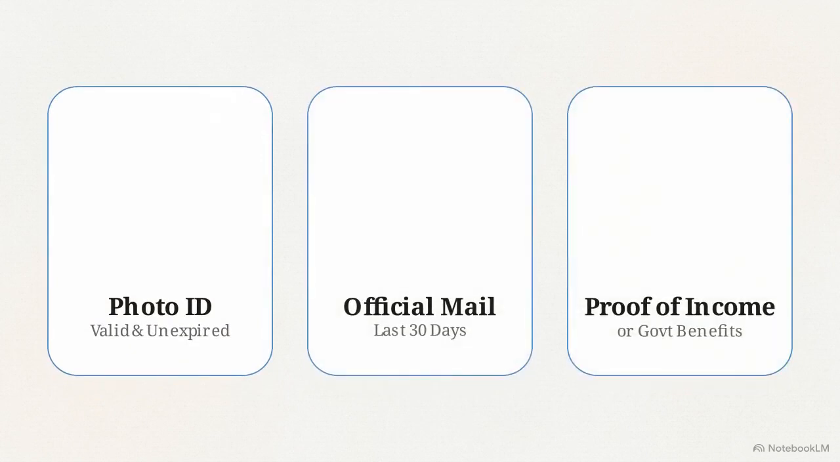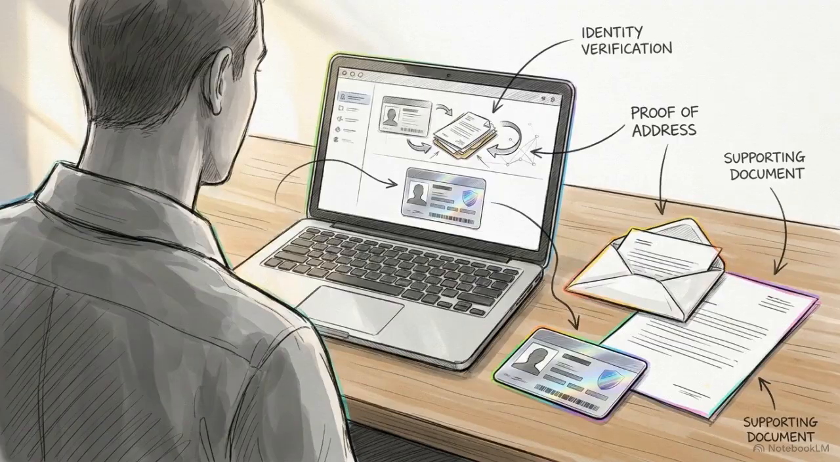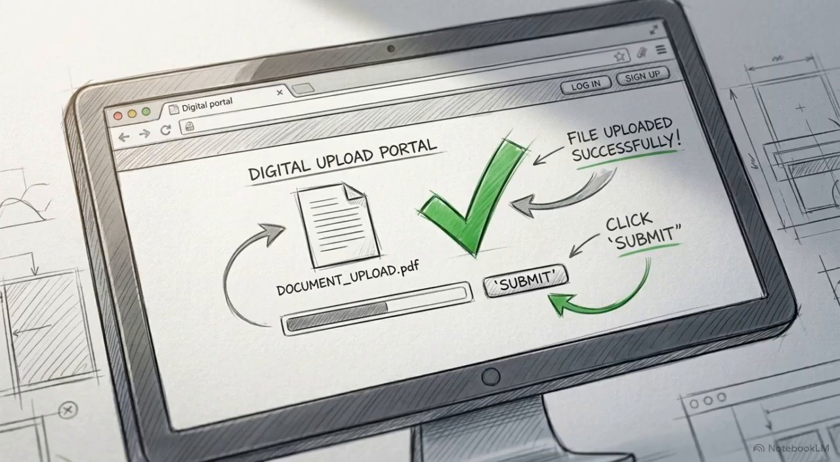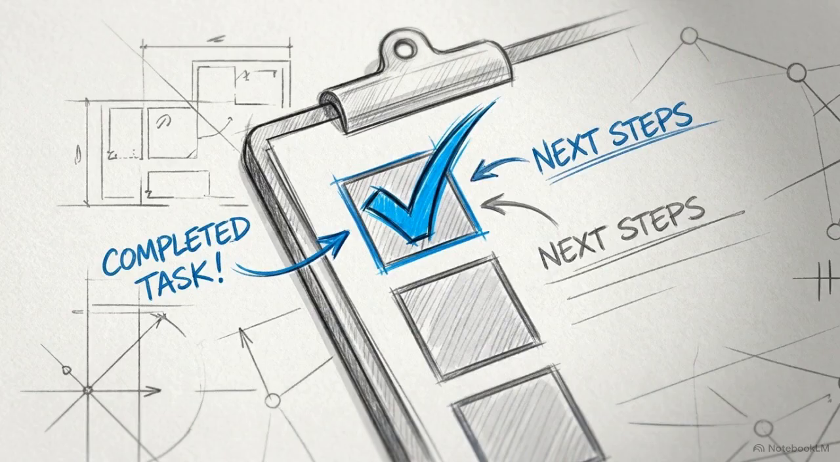To get started, please gather 3 physical items: a valid, unexpired photo ID, a piece of official mail from the last 30 days, and your proof of income or government benefits. Having this physical paperwork ready before you start the digital process helps you avoid the common errors that often trigger automated system flags. Your first milestone is determining which eligibility path you qualify for, as you only need to meet the requirements for one specific category.